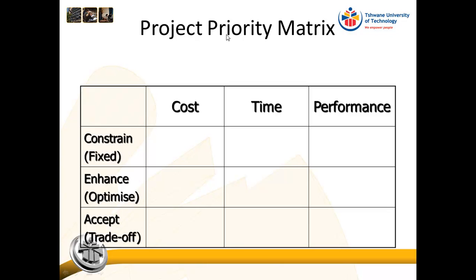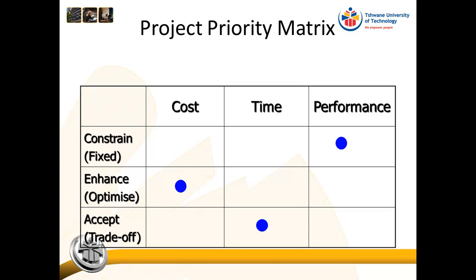So we will, for each project, have a project priority matrix where we will decide which of the three is fixed. So this is the main constraint. Then we will decide which one do we want to enhance or optimize. So if we have to take decisions, given the fact that the cost is fixed, which one are we then going to give preference to, time or performance? And then which one are we just going to accept? So let's look at this example.